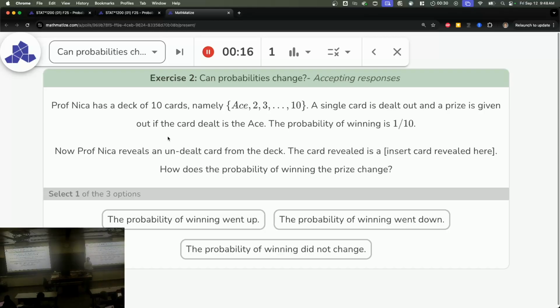All the other cards are losers. The probability of winning, I hope you will agree, is 1 out of 10. But here is where the fun will begin. Let me make the deck, and then I will really do it.